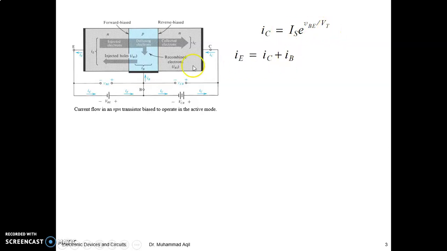Again, we can see that the emitter current is equal to the collector current plus the base current, right? And IC is equal to beta times IB, and IC is equal to alpha times IE, right? And what are alpha and beta? Beta is alpha upon 1 minus alpha, and alpha is beta upon 1 plus beta. So alpha is less than 1 and beta is in the hundreds.